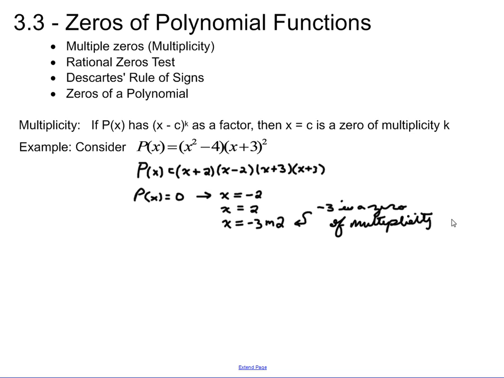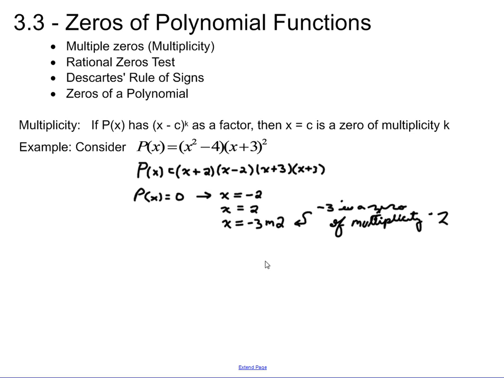All right. So that's actually not a hard thing to understand, the concept of multiplicity. But multiplicity simply indicates how many times a factor will repeat itself. And incidentally also gives us some information about the way that the function will act at x equals negative 3.